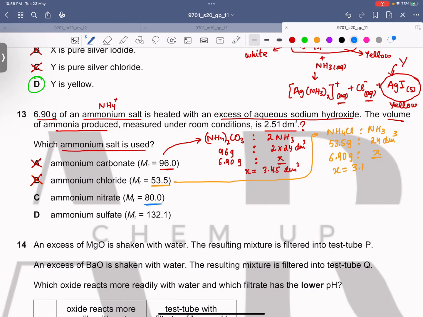Ammonium nitrate, the Mr is 80. If you recall the formula of ammonium nitrate, it is NH4NO3. On heating with a base, it would produce only 1 mole of ammonia. So 80 gram of ammonium nitrate would only produce 24 decimeter cube of ammonia. If we use 6.90 gram of ammonium nitrate, how much volume of ammonia is produced? Can anybody calculate the value and tell me the answer, please?